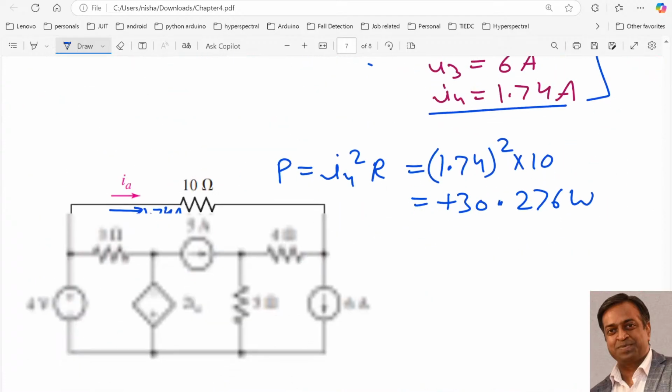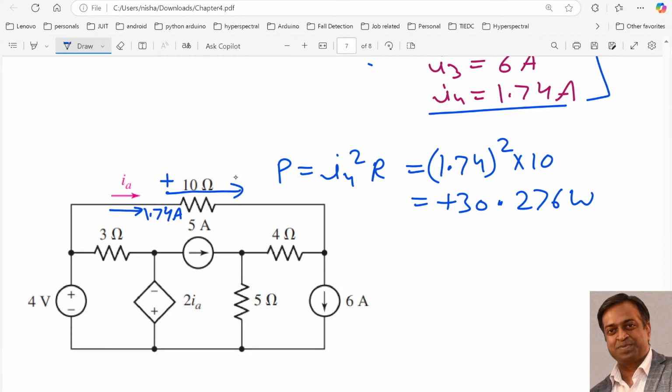And this is positive because we need to determine the power absorbed. Since it is a resistor and the current is flowing in this direction, with plus sign over here and minus over here, and we know that if the current is entering the positive terminal, the element is absorbing power, and if it is asked for power absorbed, it should be positive. So this is our answer to the 5th question.